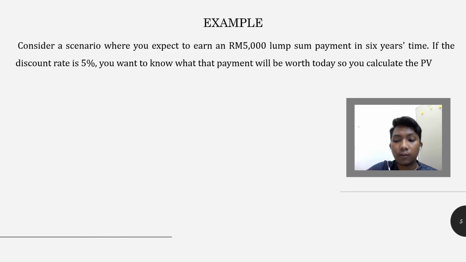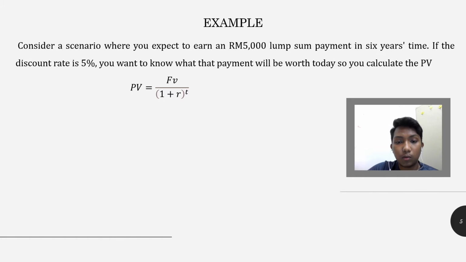Example question for present value. Consider a scenario where you expect to earn a 5,000 ringgit lump sum payment in 6 years' time. If the discount rate is 5%, you want to know what the payment will be worth today, so you could calculate the present value. So first, we'll use the simple formula for present value, which is present value equals future value divided by (1 plus r) power t.